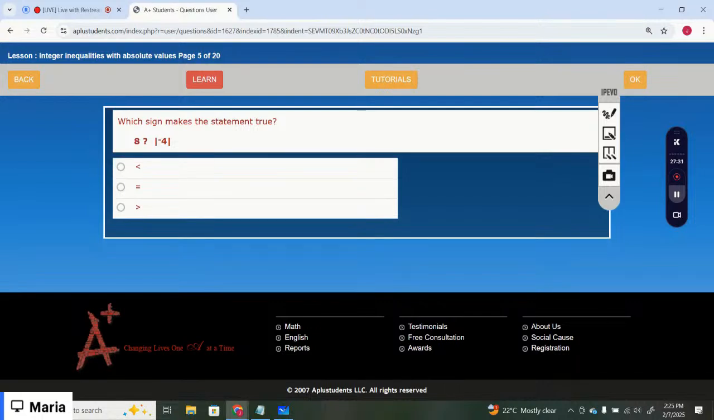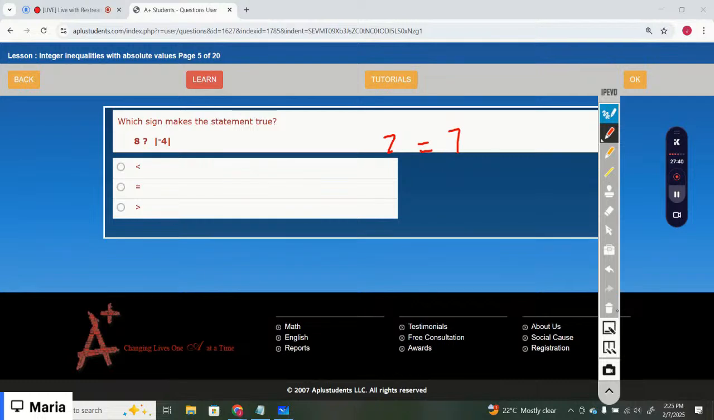Which sign makes the statement true? 8 and absolute value of negative 4. Absolute value of negative 4 is 4. So 8 is greater than 4. The correct option is greater.